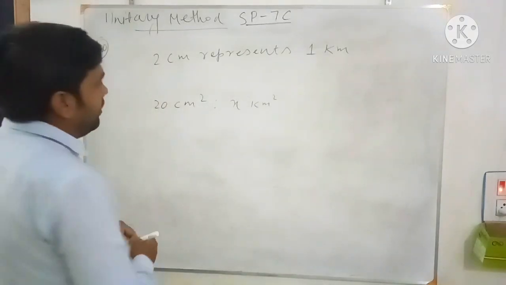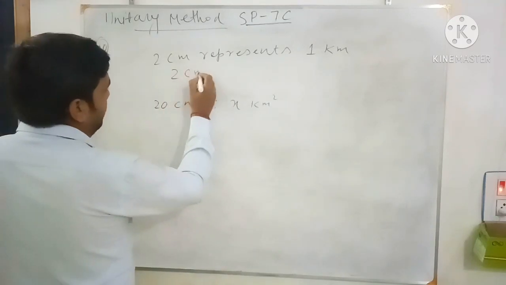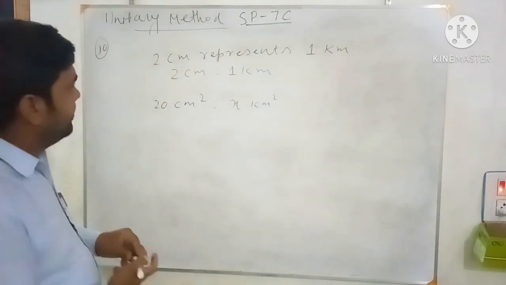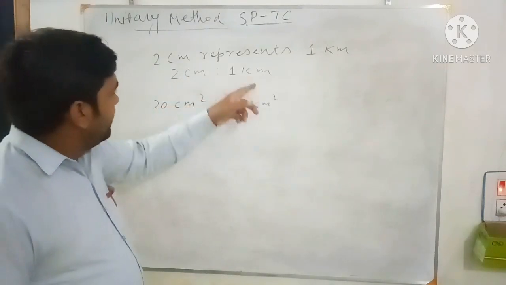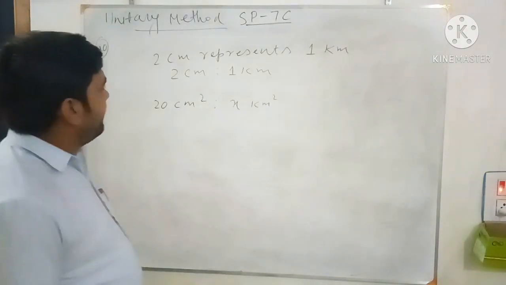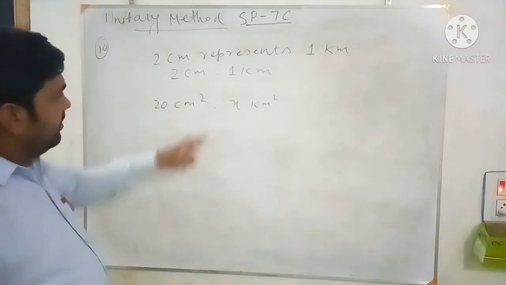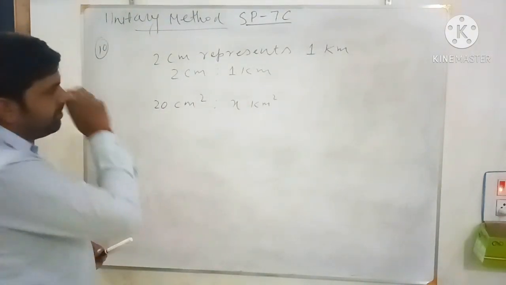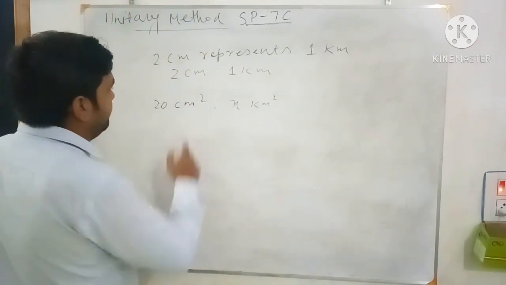Now here you will find the ratio: 2 centimeter is to 1 kilometer. Now you convert this ratio. So 2 centimeter square will give you 1 kilometer square. That area we can find. In the unitary method also we can find the fraction, how much area is represented by 1 centimeter square. Now see, 2 centimeter represents 1 kilometer, so 1 centimeter will represent 1 by 2 kilometer.